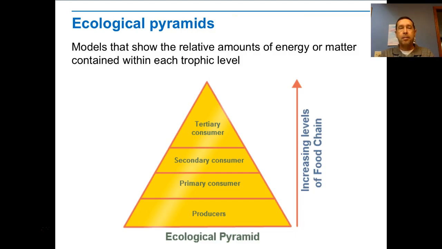Ecological pyramids are models that show the relative amounts of energy or matter contained in each trophic level. At the bottom you have your producers, then primary consumers, secondary consumers, tertiary consumers. So again, with an energy or a biomass pyramid, it's always going to be wider at the base and narrower at the top. Now there's one type of pyramid called a numbers pyramid where it can be inverted, but that's the only type.